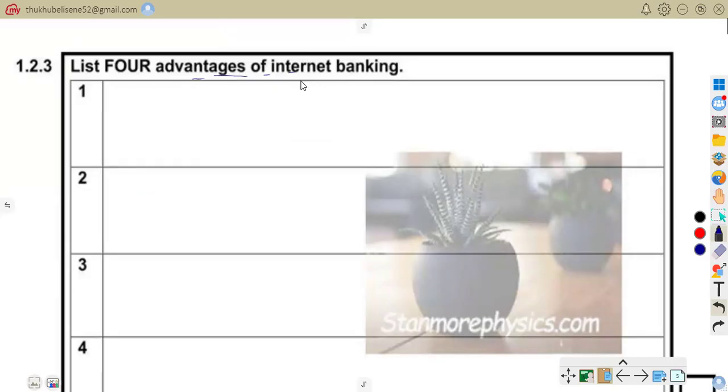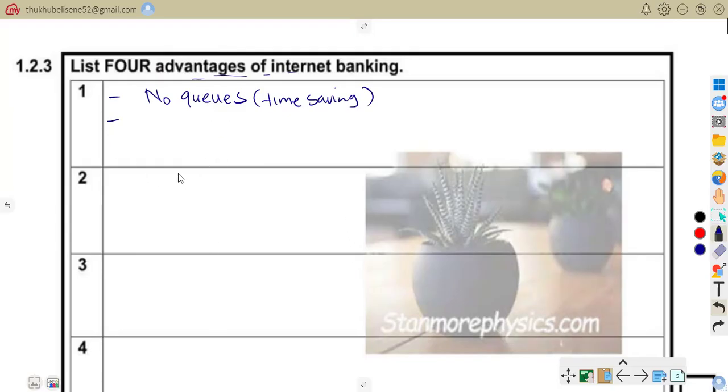Advantages of internet banking. So the first one is that there are going to be no queues. It means internet banking is time saving. For example, you pay electricity from home instead of going to the bank. So that is time saving. That is one of the advantages of internet banking.